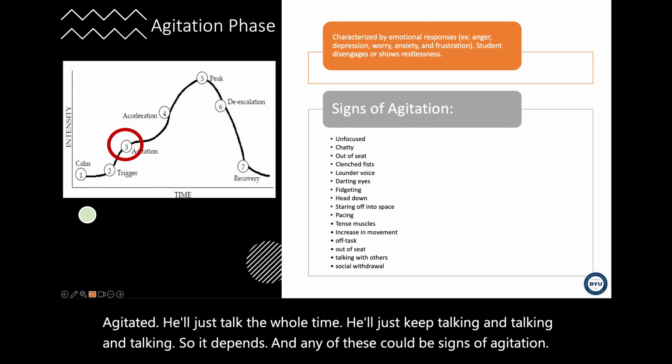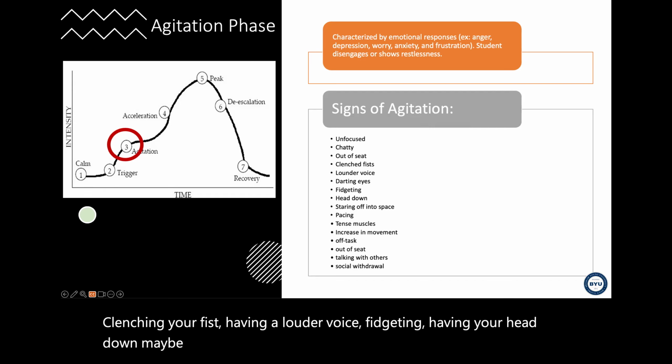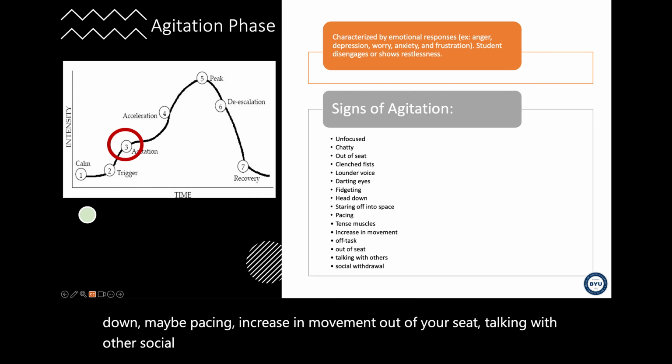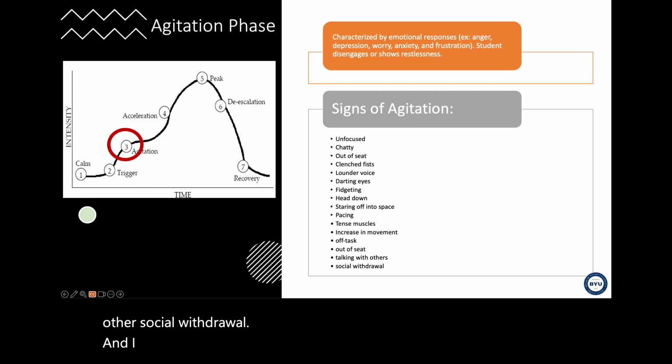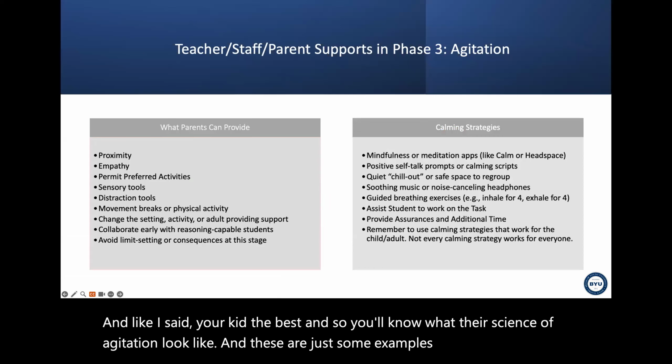Clenching your fist, having a louder voice, fidgeting, having your head down, maybe pacing, increase in movement, out of your seat, talking with others, social withdrawal. Like I said, you know your kid the best, and so you'll know what their signs of agitation look like, and these are just some examples of common ones.